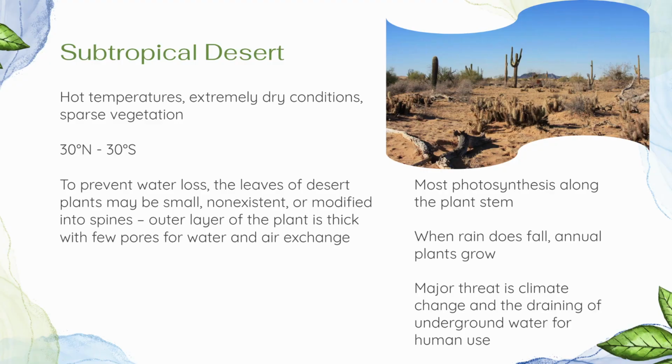Finally, we have the subtropical desert, which has hot temperatures, extremely dry conditions, and sparse vegetation. It is found between 30 degrees north and 30 degrees south latitudes.